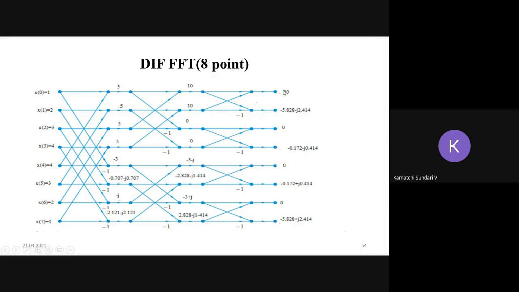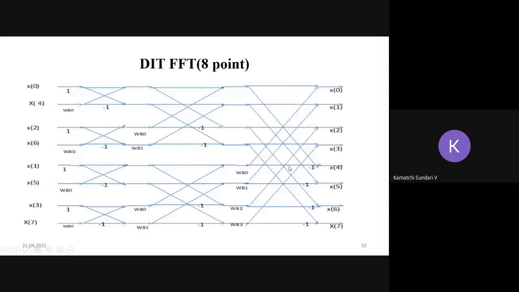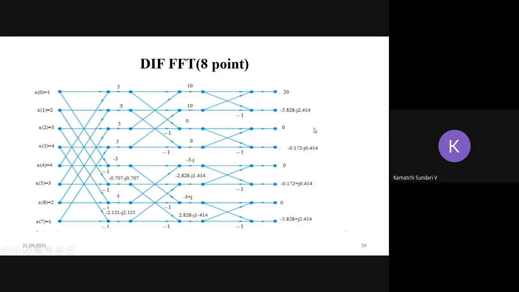But in our output here, it is in the bit reversed order. So bit reversed order in the sense x of 0, x of 4, x of 2, x of 6. Likewise, we will have our data. So while writing our answer, we should be very careful, right?